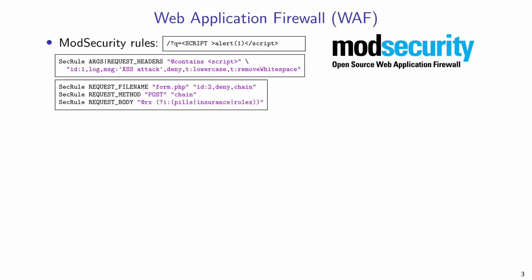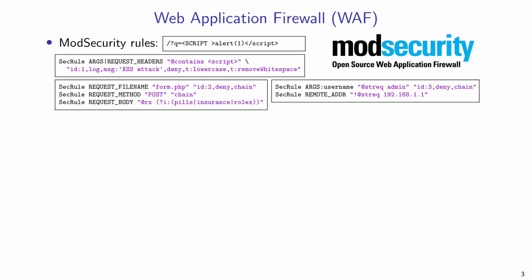Then, ModSecurity also supports rule chaining that can be used to combine multiple conditions into more complex logic. The chain action must be specified for all rules except for the last rule in the chain. In this example, we are using a chain rule to block spam. So, if the request file name matches form.php and the request method is POST, then we apply this regular expression to the request body, and what it does is that it searches case insensitively for these specific strings that commonly appear in spam comments. If any of the strings are found, the request is blocked.